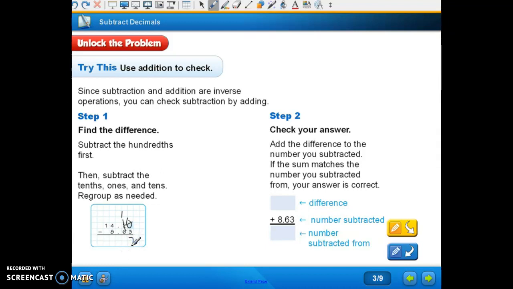Okay, now in the tenths, can we do that? We have 1 tenth, and we've got to take 6 away. Can we do that? No. So where are we going to go to regroup? To the ones place, right? To the 4. Our 4 is going to become a 3. And our 1 in our tenths place is going to become an 11. We're going to give it 10. And 11 minus 6 is 5.